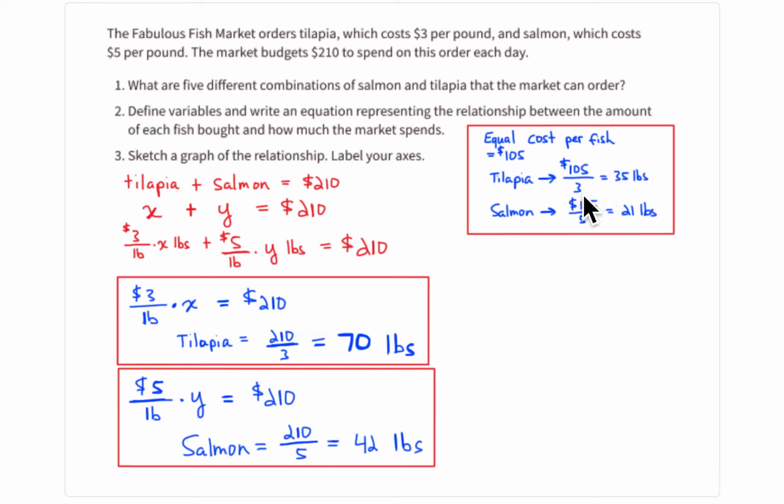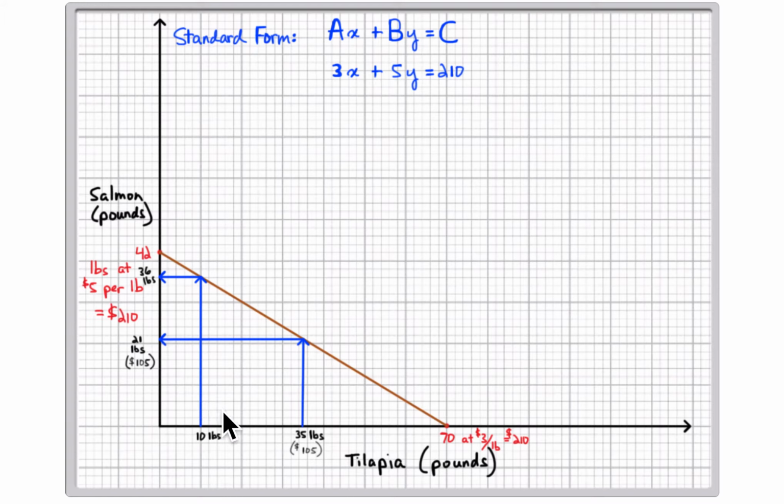$105 divided by $3 per pound means I can do that 35 times, so I can get 35 pounds. And I know I have $105 left. $105 divided by 5, each time I spend $5, that's a pound of salmon. I can do that 21 times, so I can buy 21 pounds. So that one's not too bad. And the way that looks on the graph, 35 pounds of tilapia, 21 pounds of salmon. And so that's this point right here.